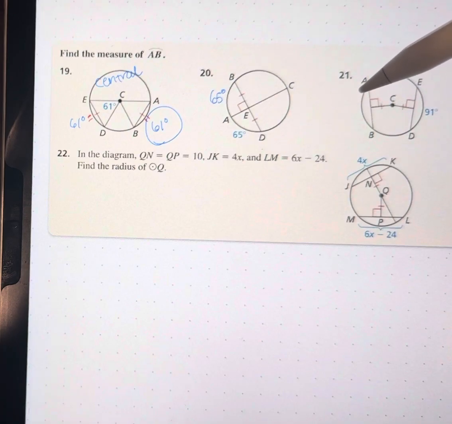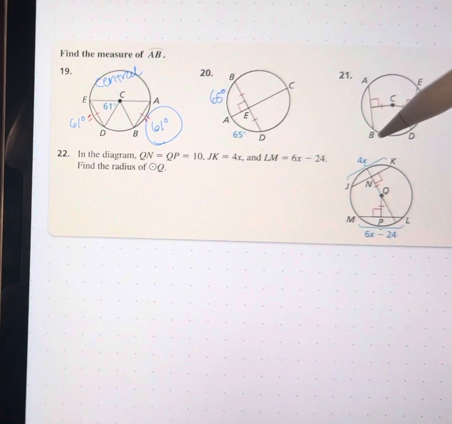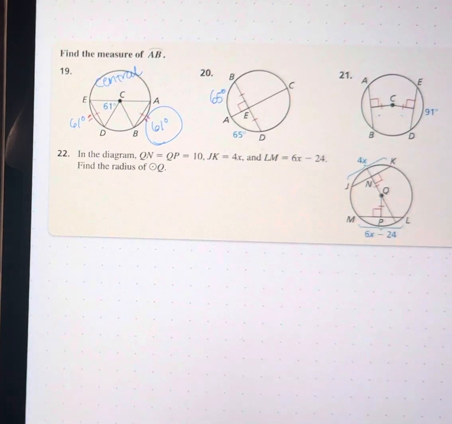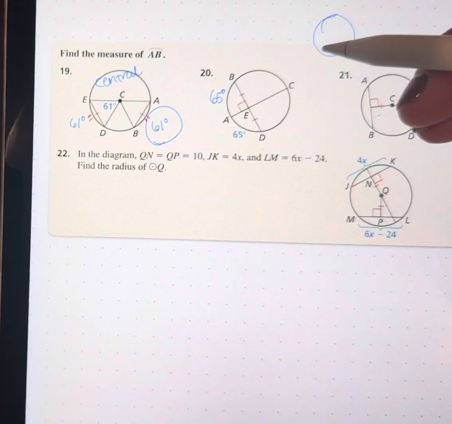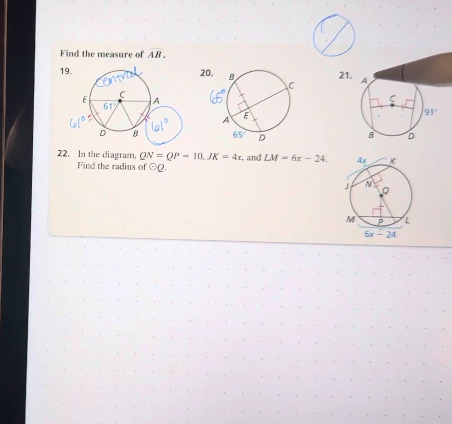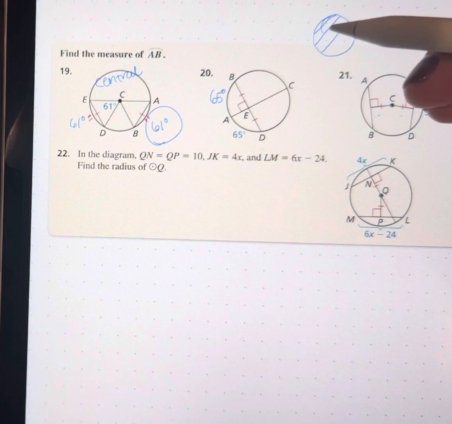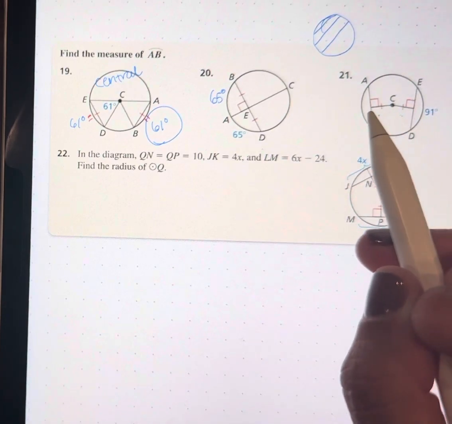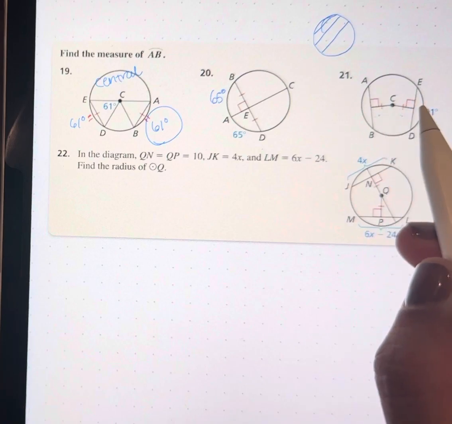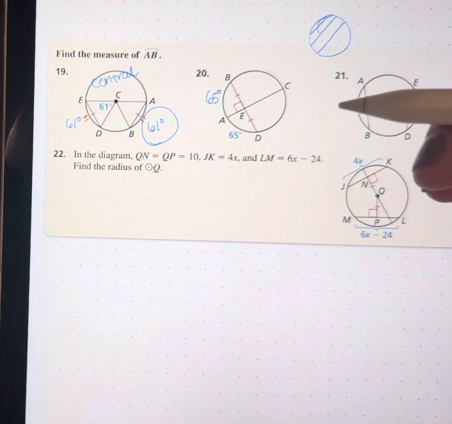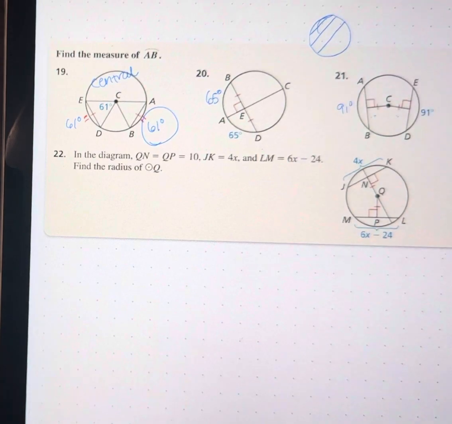Well, in order to be able to say arc AB is 91, we need to be able to say that chord ED and chord AB are congruent, which we can because they are the same distance away from the center. Remember, a chord is longest when it's closest to the center, and then the further it gets from the center, that chord gets shorter and shorter. So how long a chord is depends on how far it is from the center. And if these two chords are the exact same distance from the center, then they're congruent. So if the chords are congruent, the arcs are congruent. So 91 degrees.